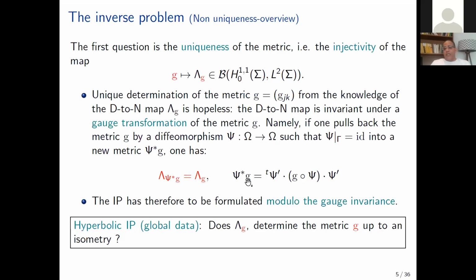The pullback of the metric G is a new metric in Omega, which is given by this expression. So here there is some non-uniqueness which is manifested by this identity. And then we need to reformulate our inverse problem modulo the gauge invariance. And the right question for the uniqueness for the hyperbolic inverse problem with global data can be stated as following. Does the Dirichlet-to-Neumann map determine the metric G up to isometry?